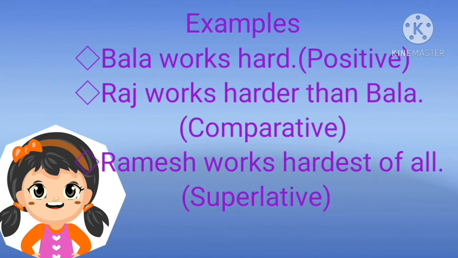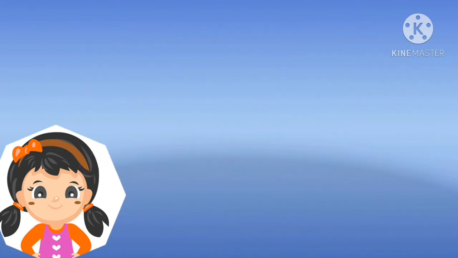Examples for one syllable. Take for example, Bala works hard. In this, the word hard is a positive statement. Second one, Raj works harder than Bala. There is comparison between Raj and Bala, so it is a comparative statement. And Ramesh works hardest of all, which is talking about the maximum ability, so it is superlative.